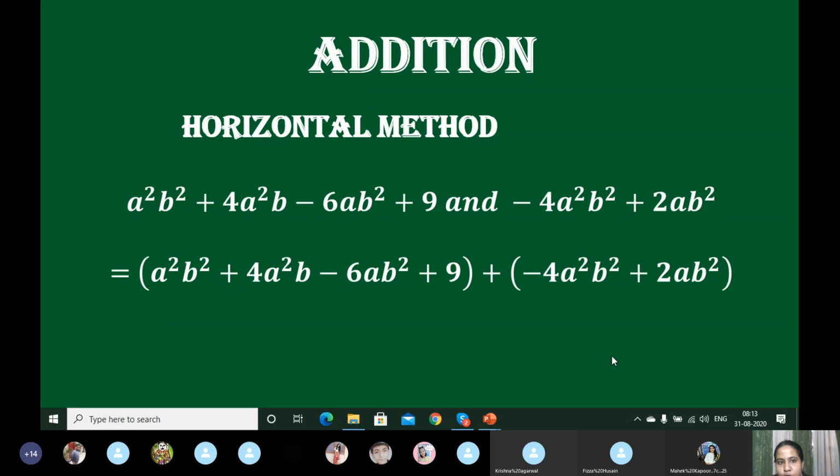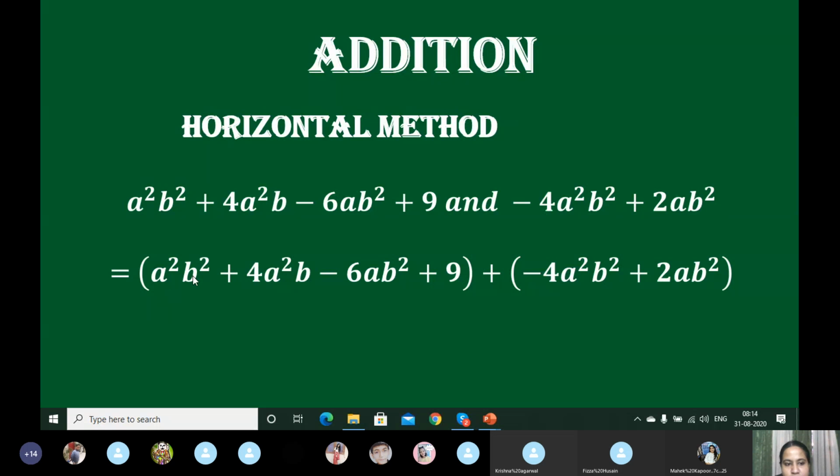Just now I told you which two terms can be added. Which type of terms can be added? First tell me. Which two types of terms can be added? Just now we did. What type of terms did we add? Like terms. And so what do we have to do? We have to make pairs of like terms.